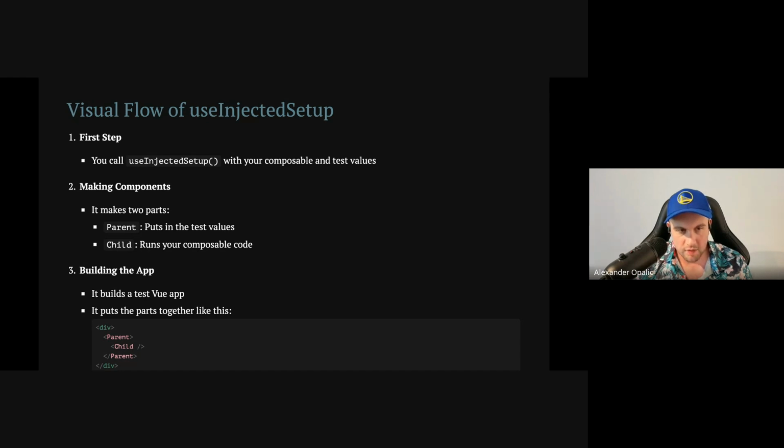And that's why, before I give you the actual code, we call it useInjectSetup, and in the end, this helper will create with createApp two components, our parent and our child. And also in the last part, you see the DOM structure will look like this, with a parent and the child.